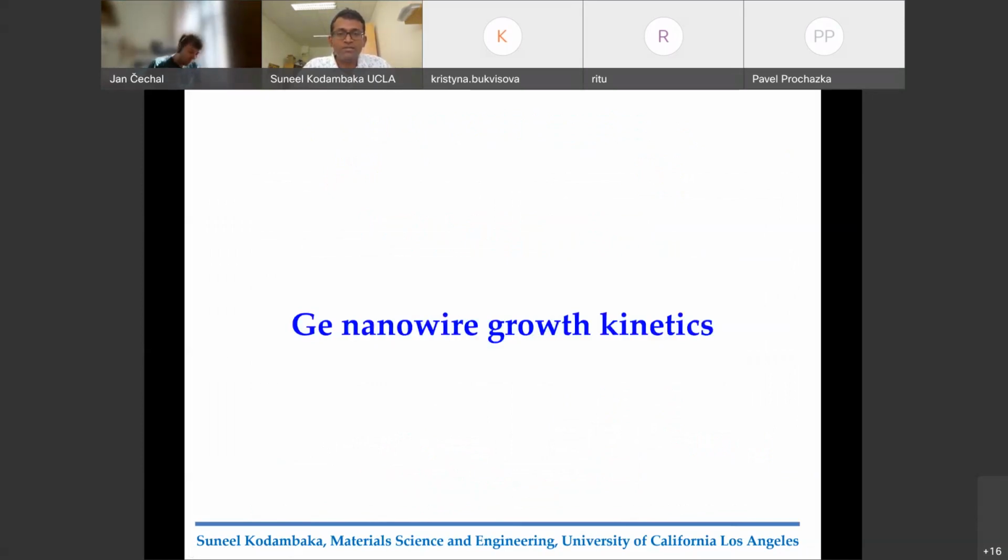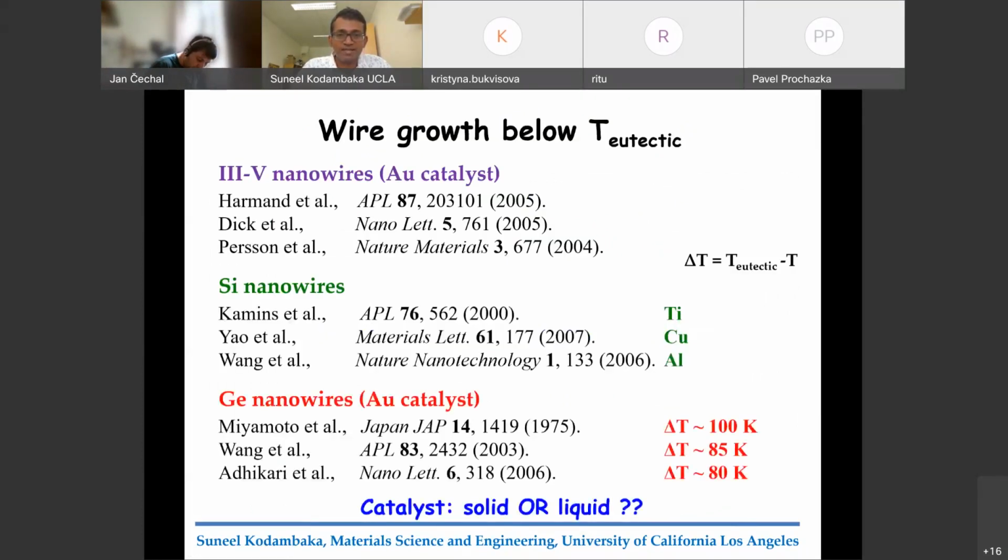Okay, now let me give a slightly different flavor for germanium nanowires. And back then, there was a lot of literature on what temperature is required to grow germanium nanowires. And as I mentioned before, the idea was that nanowires grow with gold as a catalyst via VLS process, meaning there's a liquid. But some of these experiments showed that the nanowires grew at temperatures below the eutectic point for that particular alloy. And so the question was whether the germanium nanowires were grown at temperatures even as low as 100 K below the eutectic temperature, the eutectic point for gold germanium.